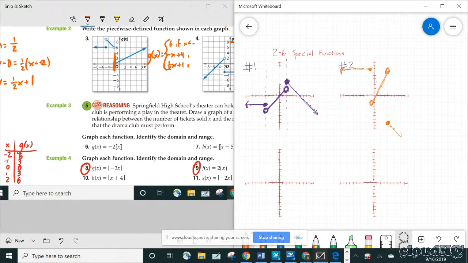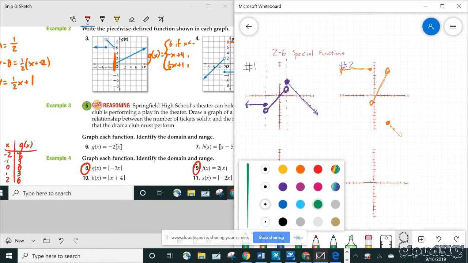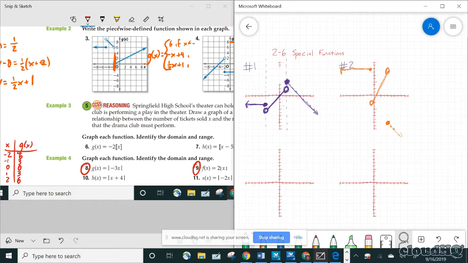Let's go ahead. I'm going to switch colors over here, and let's graph those. Oops, I missed my point there. Let's try it again. 1, 2, 3, 4, 5, 6. And there's our absolute value.